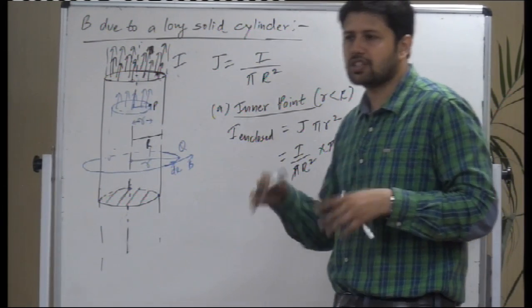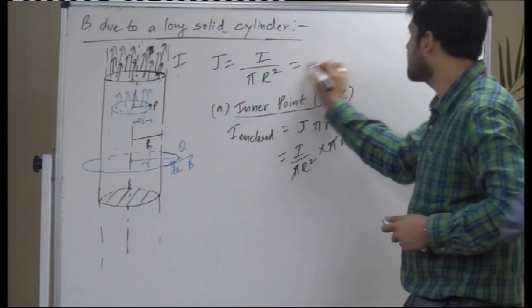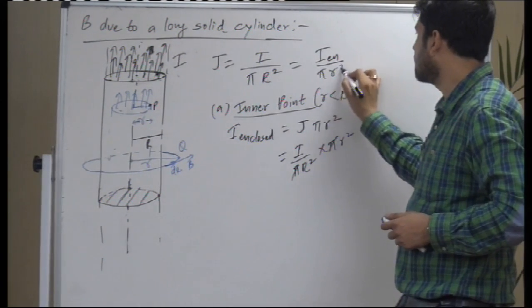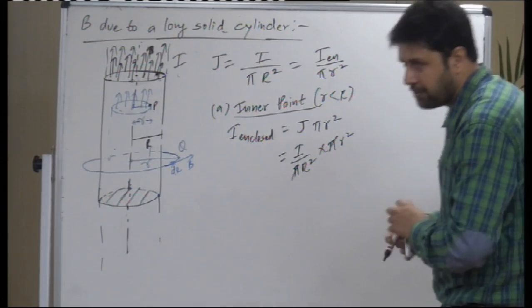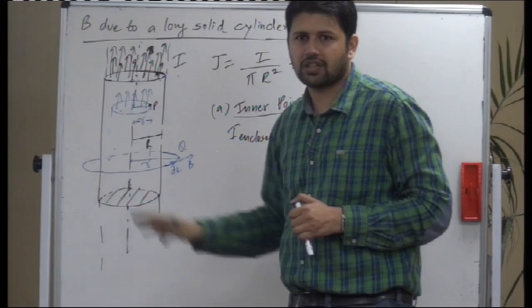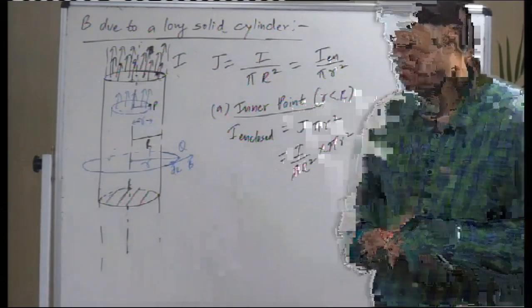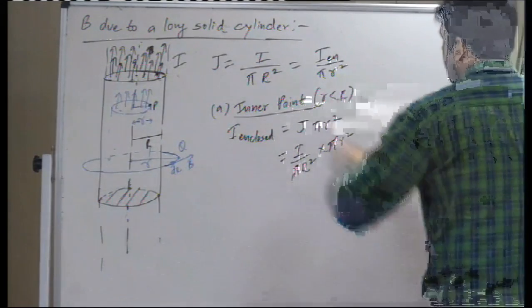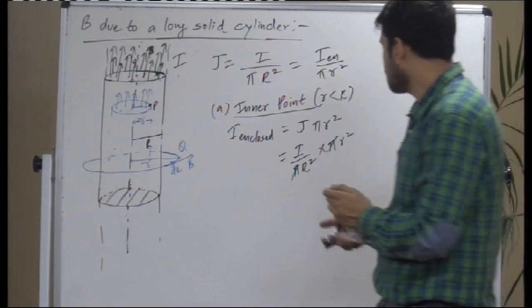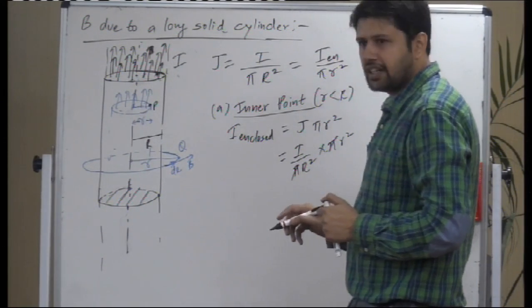Okay, you can still use this logic that the current density would be the same even for the inner region, if I take it to be uniform. The current density would be the same for the inner region as well. Current is flowing uniformly, right? So for the inner portion, the current enclosed by the inner area is also the same. So this is the current enclosed, okay.